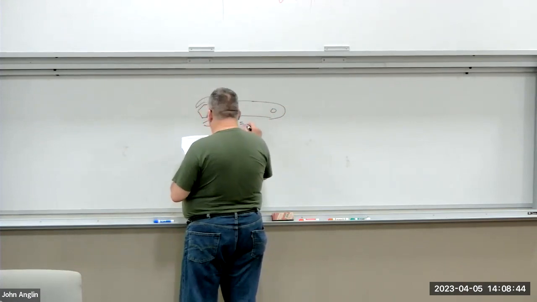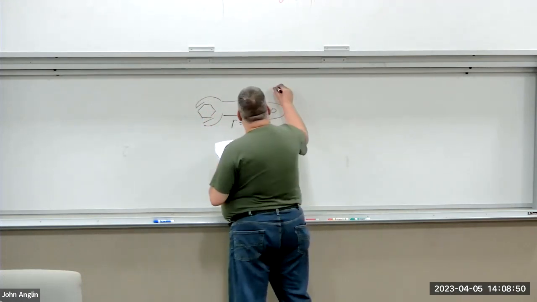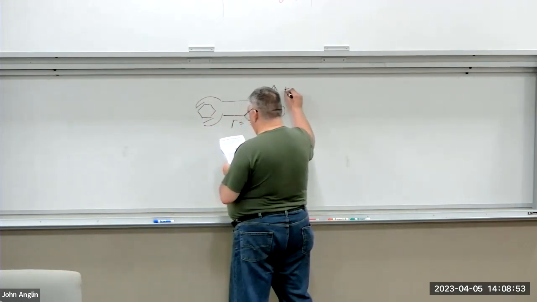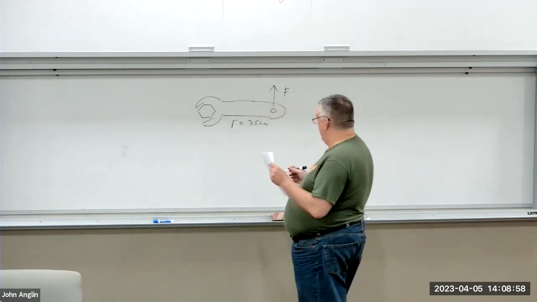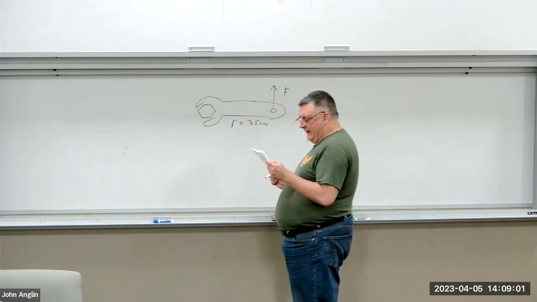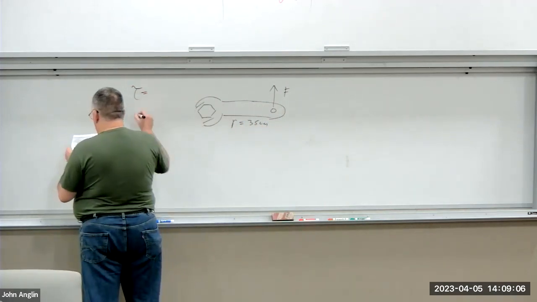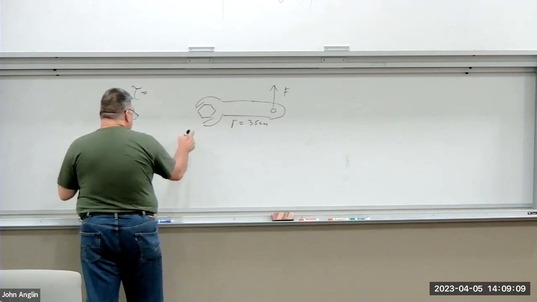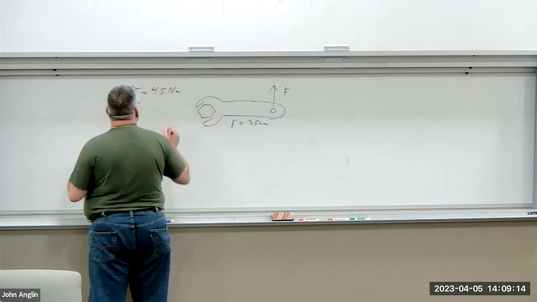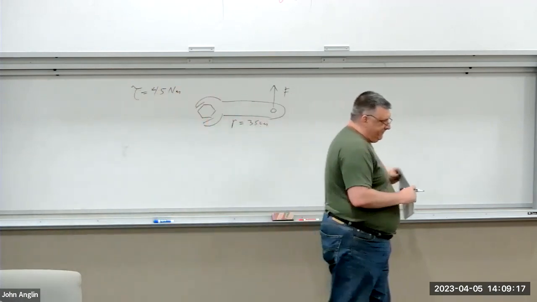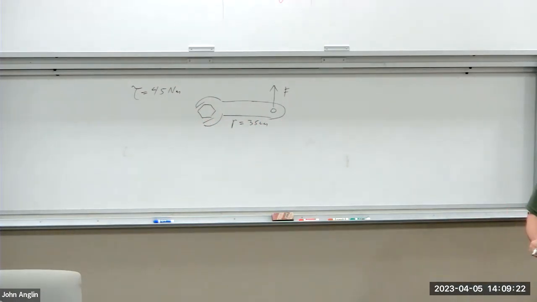And let's say that my wrench is 35 centimeters long. I apply some force. And let's say that I have measured this, and I find out that the torque that it takes to make this nut move is 45 Newton meters. That seems like a really strange unit of measurement, right?